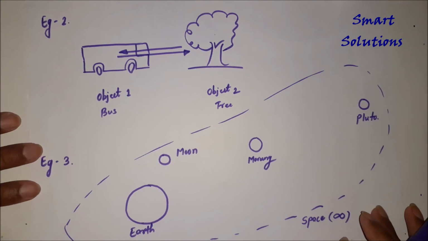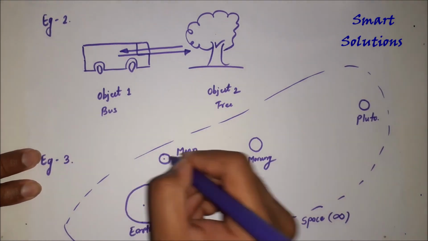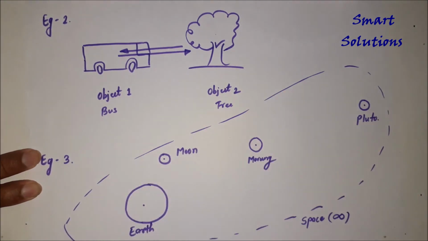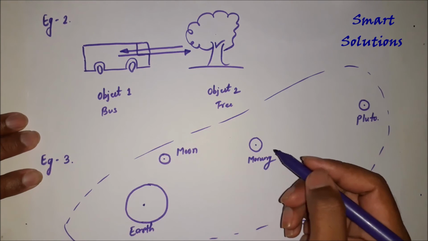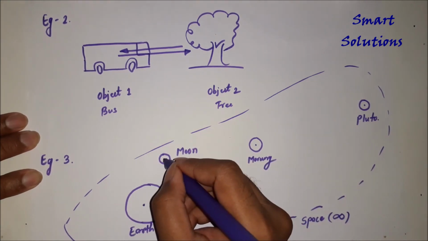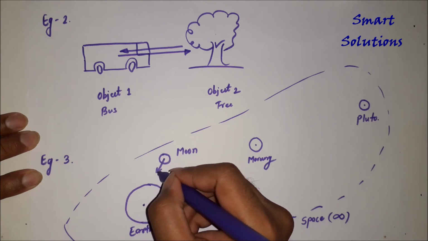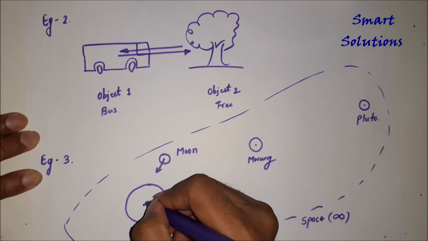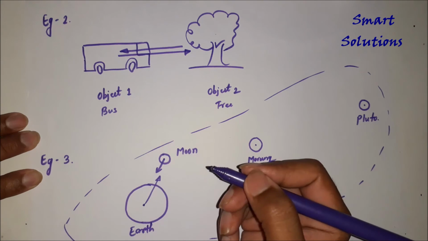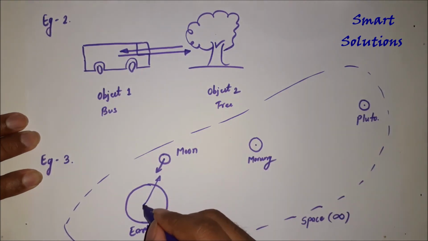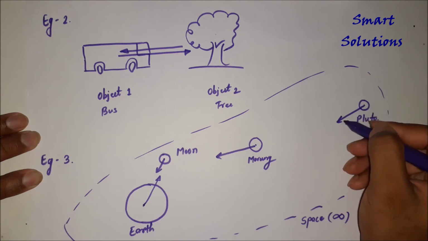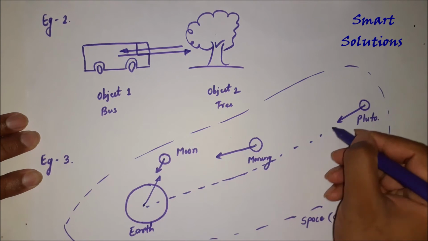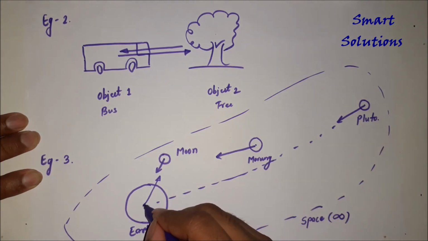Now if you look at this Earth, Moon, Mercury and Pluto, what do you observe? We can say that there is a force of attraction between any two objects in space. So Earth is trying to pull this Moon towards itself, and the Moon is trying to pull this Earth towards itself. Simultaneously, Earth is also trying to pull this Mercury towards itself, and Earth is also trying to pull this Pluto towards itself. All these are straight lines; I am just drawing them in a wrong way.